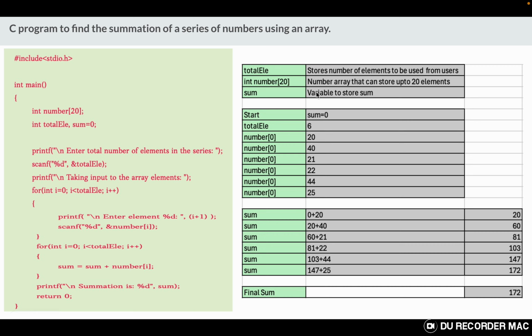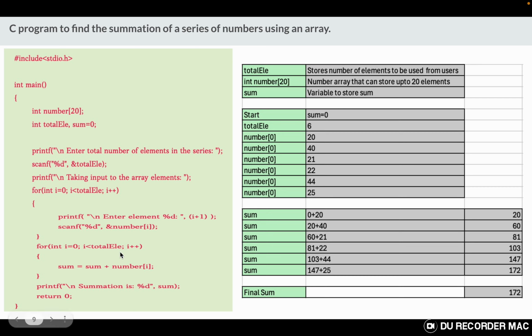Now initially, if you see here, we have declared the sum as 0. Now the sum is 0, 0 plus number of 0, because I value is 0 now. So num of 0 is 20. So 20 will come, and then it will override the sum value to 20. The new value of sum becomes 20.